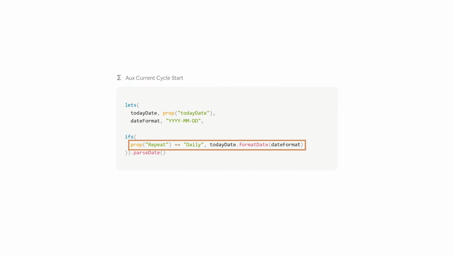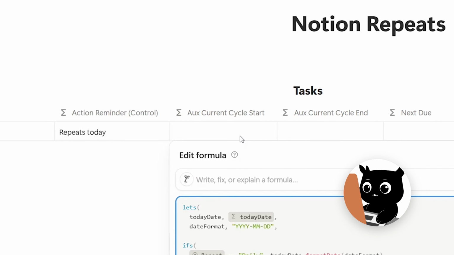Then we add if's prop repeat is daily, then today date dot format date parentheses date format. What this line does is that if our repeat is daily, then our ACC start will be whatever the date is today processed in that format. And we close parentheses both the lets and the ifs and end it with dot parse date. Parse date will turn our date, which is in string format right now, the YYYY-MM-DD format, into an actual workable date that Notion can use.